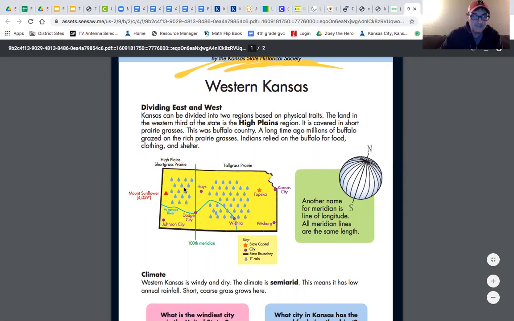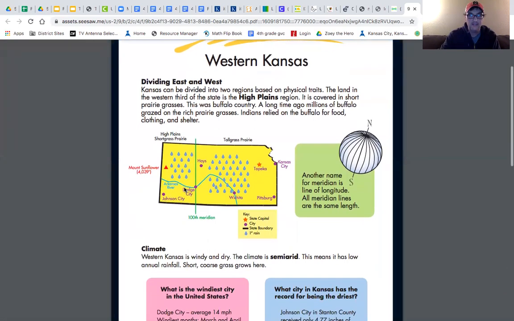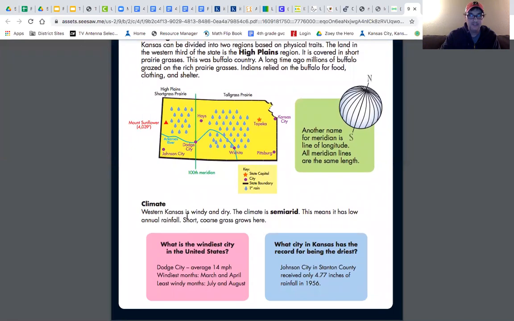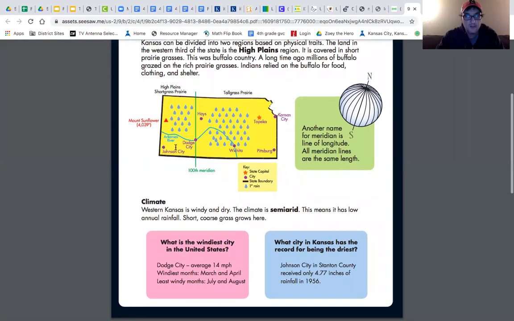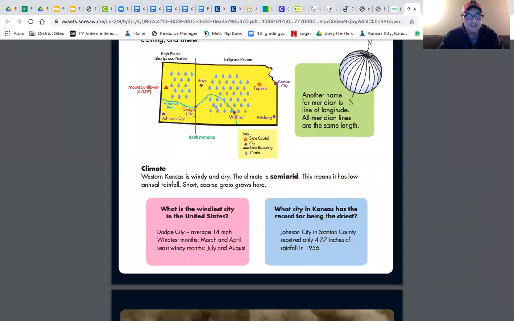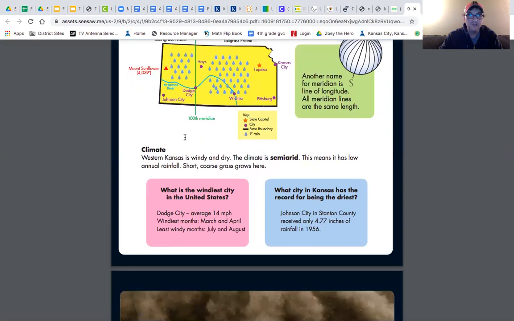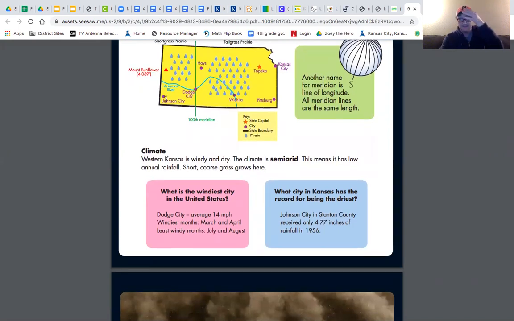A lot shorter grass. Makes sense, less rain, right? The climate in western Kansas is windy and dry. The climate is semi-arid. This means it has low annual rainfall, and short, coarse grass grows here. So this is a very dry place, windy, short grass. And this place, Dodge City, this pink box is telling us that Dodge City is officially the windiest city in the United States. Averages 14 miles per hour of wind. And so here's a couple cities in western Kansas, Dodge City and Johnson City.